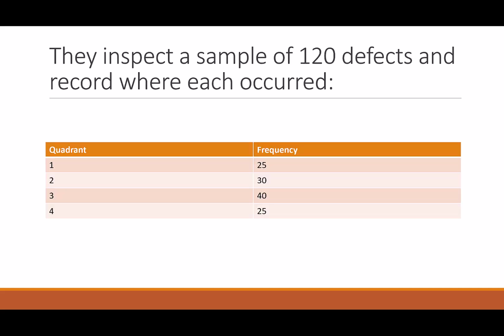Now let's take a look at the data. The engineers inspect a sample of 120 defects and record where each occurred. In our table, we can see a defect occurred in quadrant 1 25 times, in quadrant 2 30 times, in quadrant 3 40 times, and in quadrant 4 25 times. Because we have 4 categories, our degrees of freedom are 4 minus 1, which is equal to 3. Let's take all of this information over to Minitab.